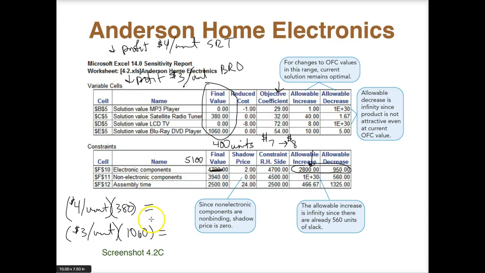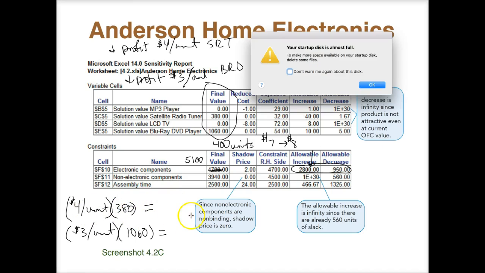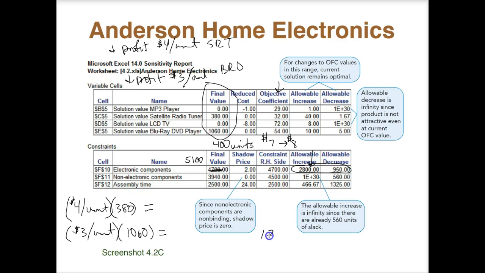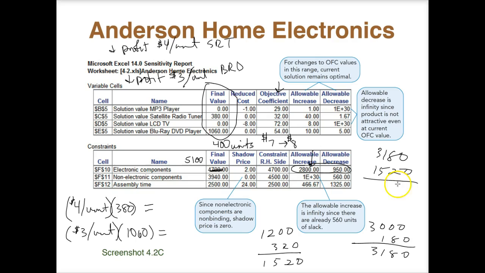Put those numbers around. Okay, so now if we multiply 380 times 4, that's going to be 1200 plus another 320, which is going to be 1520, and 1060 times 3, that's going to be 3000 plus another 180. And if I add both of those up, I'll see that I'll get 4,700. Okay.